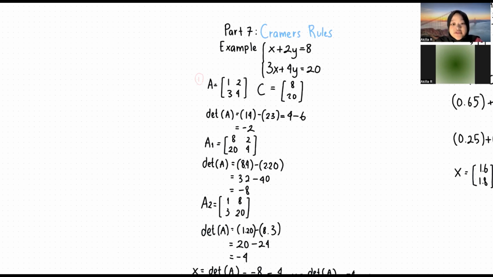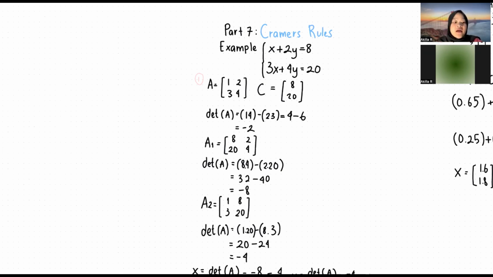Matrix A is the coefficient matrix, and the constant matrix C contains the numbers on the right-hand side, 8 and 20. And then 1 times 4 minus 2 times 3 equals 4 minus 6, which is -2. Now we replace the first column of A with the constant. So matrix A1 becomes 8, 2, 20, and 4. The determinant is 8 times 4 minus 2 times 20. That's 32 minus 40, which equals -8.